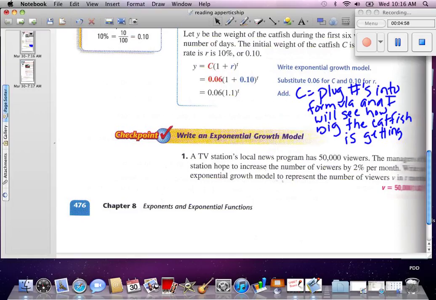So, on your paper, you might write A is my initial amount. I know that. So what is my initial amount? I'm looking at the problem. Oh, we start off with 50,000 viewers. So A equals 50,000.